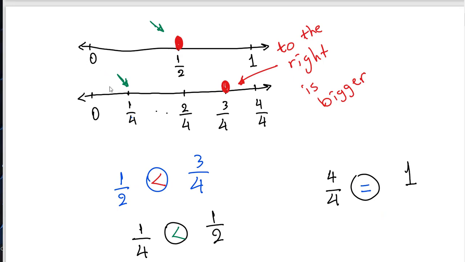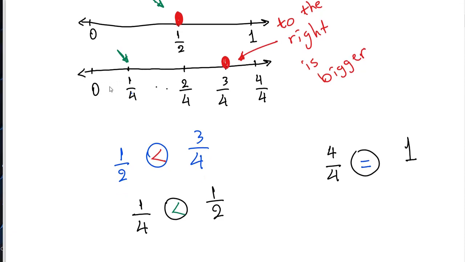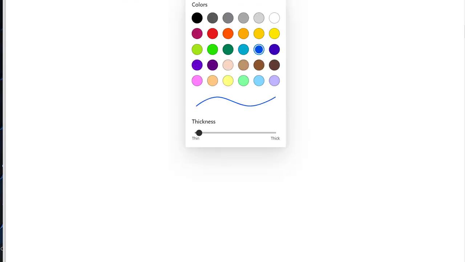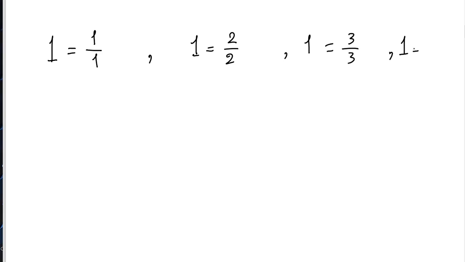Okay, so the last thing that we want to talk about is the whole numbers and the fractions. And this is a very important part. Let's start with the one, the whole one. The whole one is 1/1. And also the whole one, we said that it's 2/2. The whole one also is 3/3. The whole one is 9/9, and so on.